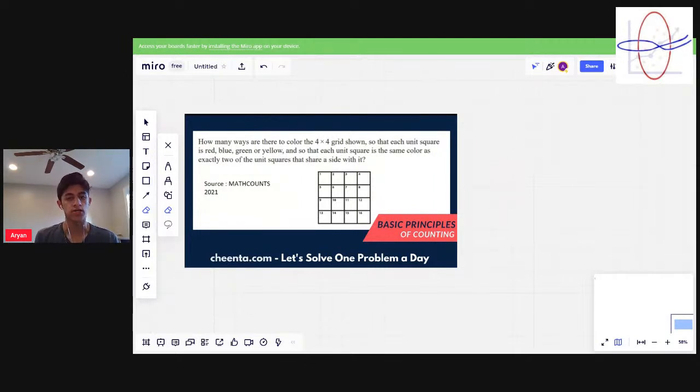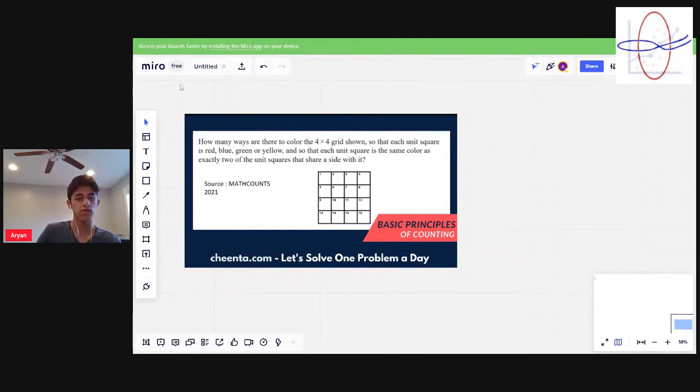How many ways are there to color the 4x4 grid shown below so that each unit square is red, blue, green, or yellow, and so that each unit square is the same color as exactly two of the unit squares that share a side with it?